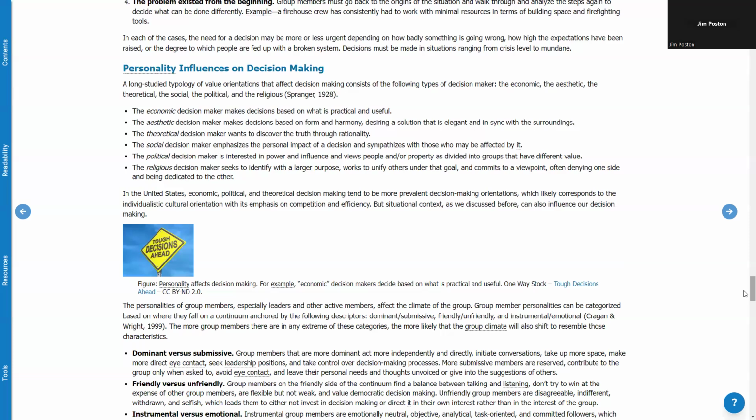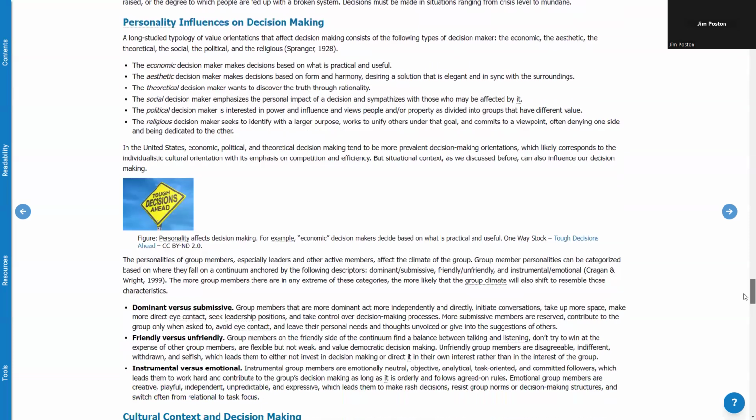Heading: Personality influences on decision making. A long-studied typology of value orientations that affect decision-making consists of the following types of decision-maker: the economic, the aesthetic, the theoretical, the social, the political, and the religious. The economic decision-maker makes decisions based on what is practical and useful.